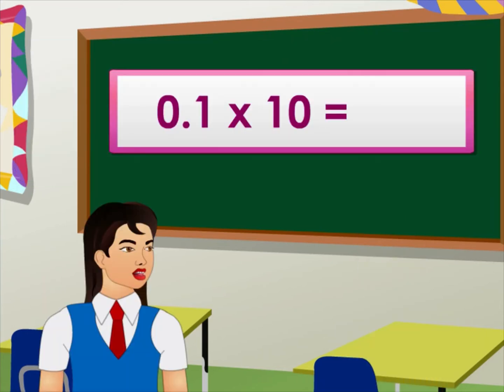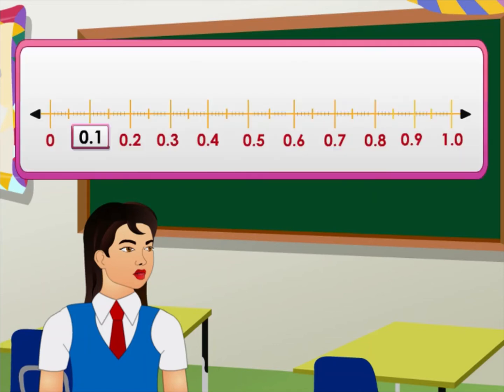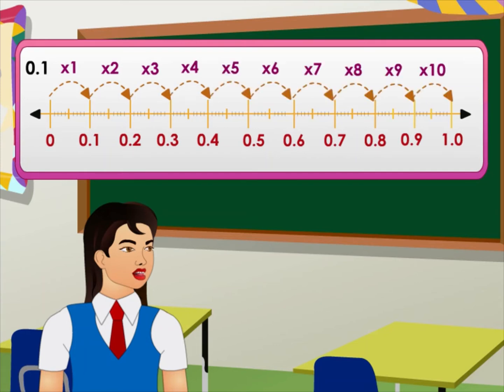I want to show you how 0.1 is multiplied by 10. This is 0 on the number line. This is 0.1 times 1. This is 0.1 times 2. This is 0.1 times 3. And this is 0.1 times 10.